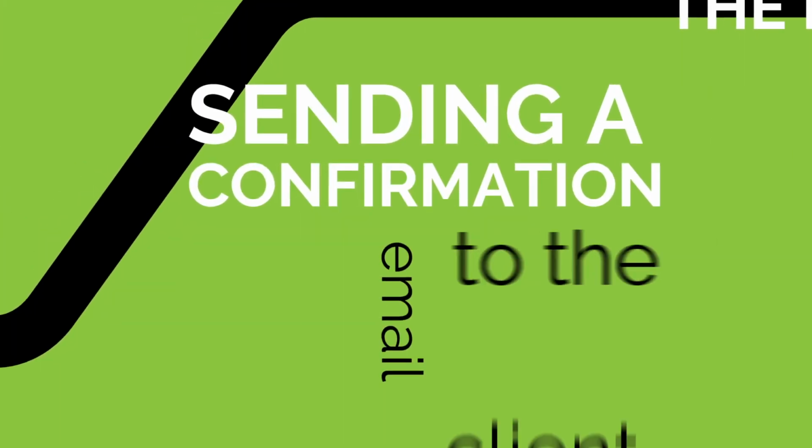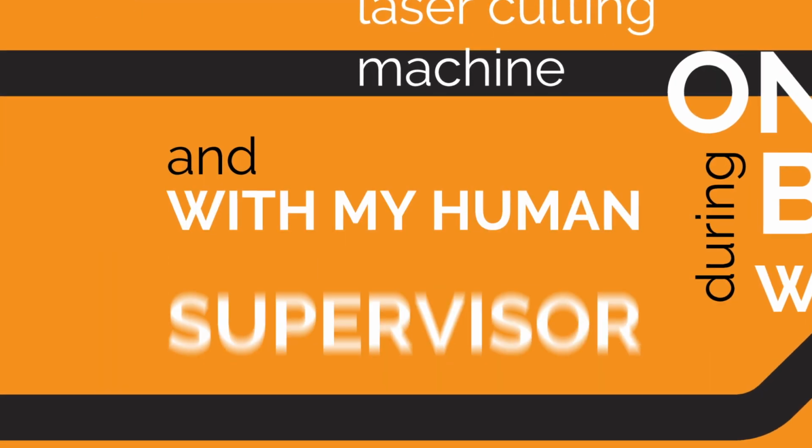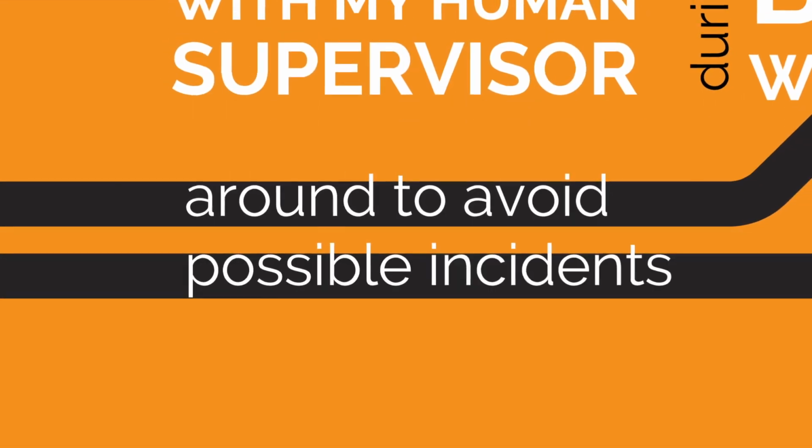For every 100 orders I process, I save the company 16 hours of work by starting the laser cutting machine, creating the invoice, and sending a confirmation email to the client that the object is ready to be delivered. I work with the laser cutting machine only during business working hours and with my human supervisor around to avoid possible incidents. Let me show you how I do that.